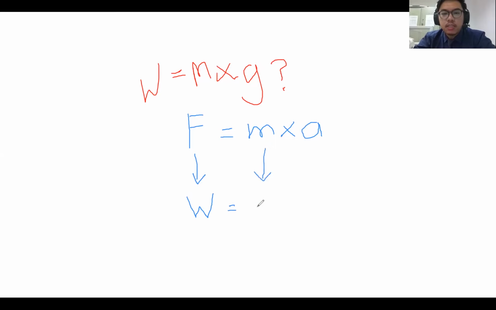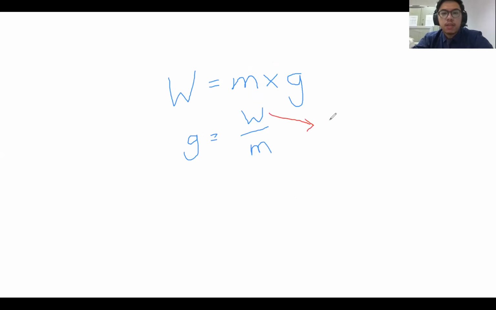The mass is the same. The mass is mass. And then what is the acceleration in this case? The acceleration is the acceleration the object is having when it is falling down towards the earth. And in this case, it is the acceleration due to gravity, which is what we call g. And this is where the formula comes from.